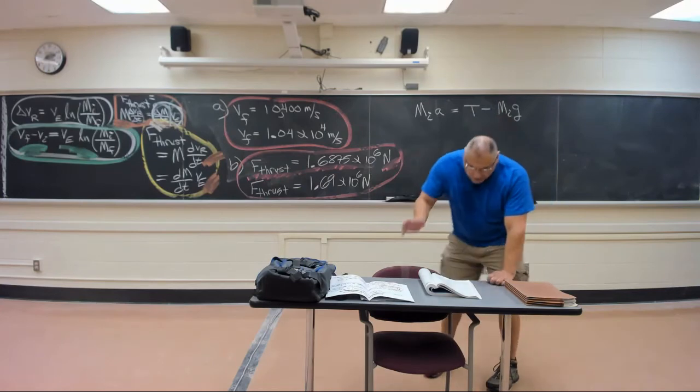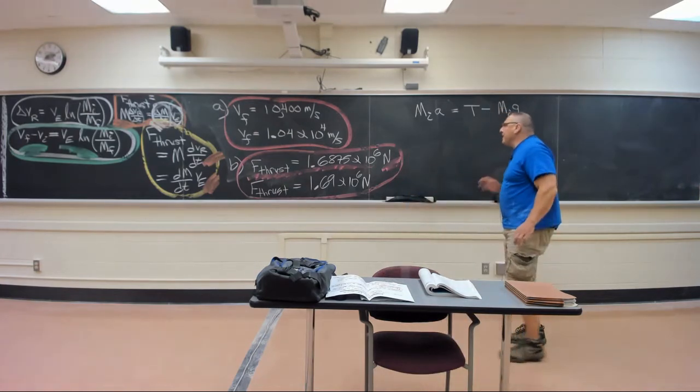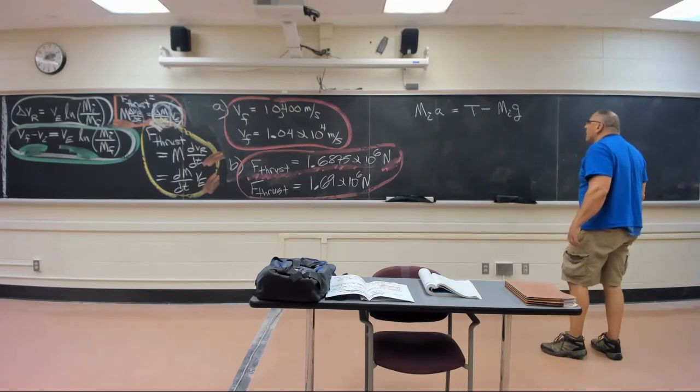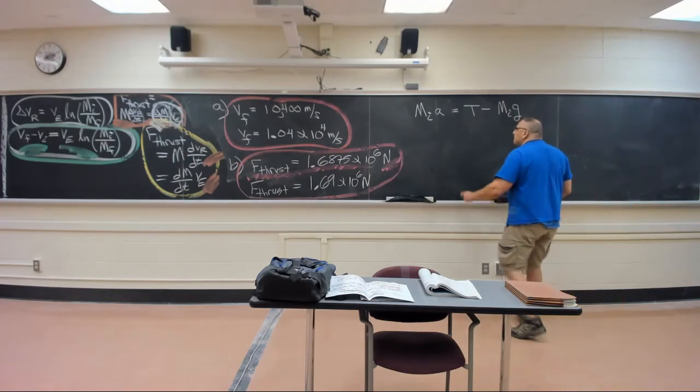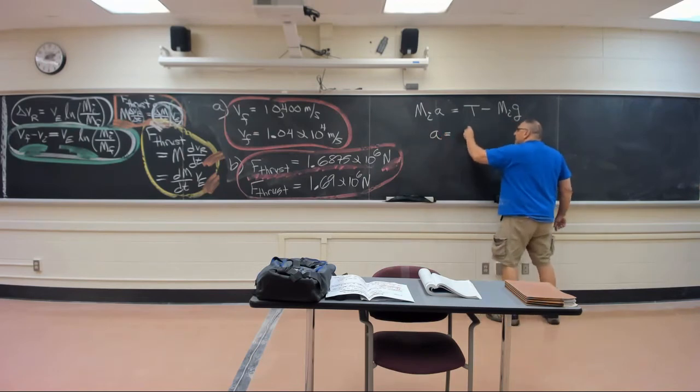Now look how they asked the question, guys. Find the initial acceleration, including the gravity force. The initial acceleration is when the thing is all loaded up. It ain't the acceleration at the end. Divide by mi on each side.